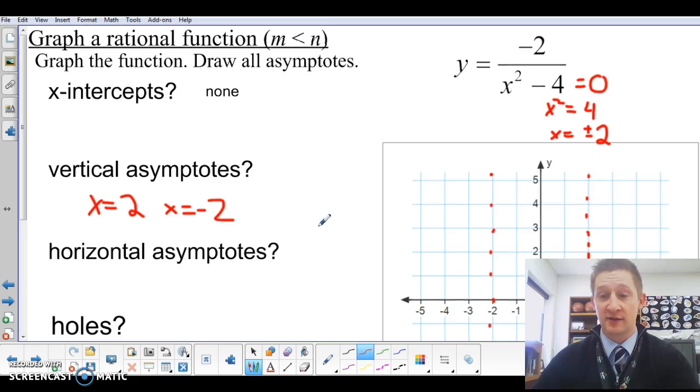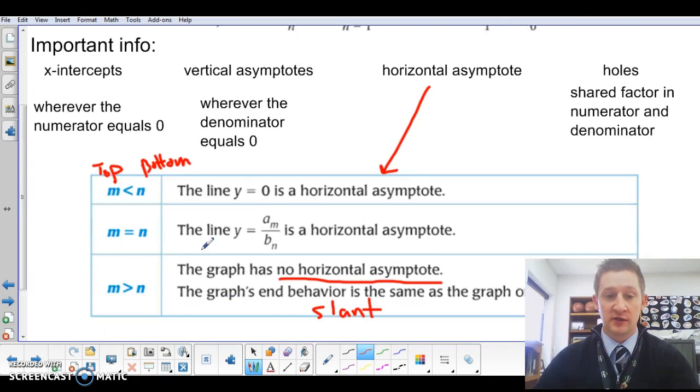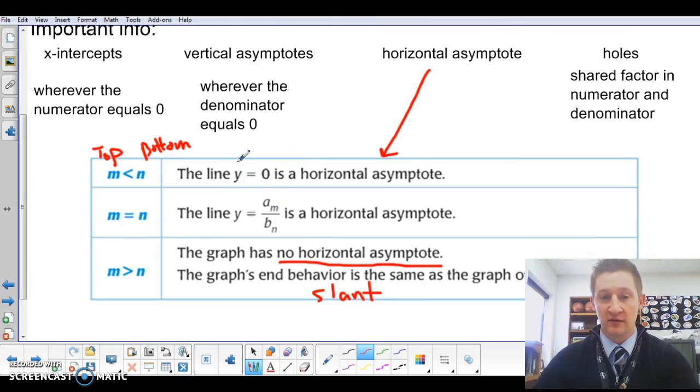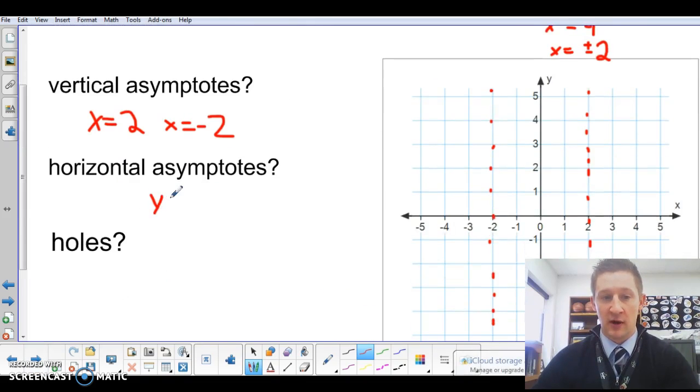Now my horizontal asymptote, remember, depends on the degree of the numerator versus the denominator. Well, the numerator is less in degree than the denominator, and our rule from before was, if it's less, then y equals 0 is a horizontal asymptote. So I can put that in right now. y equals 0 is going to be a horizontal asymptote. I will draw a dashed line along the x-axis to represent y equals 0.